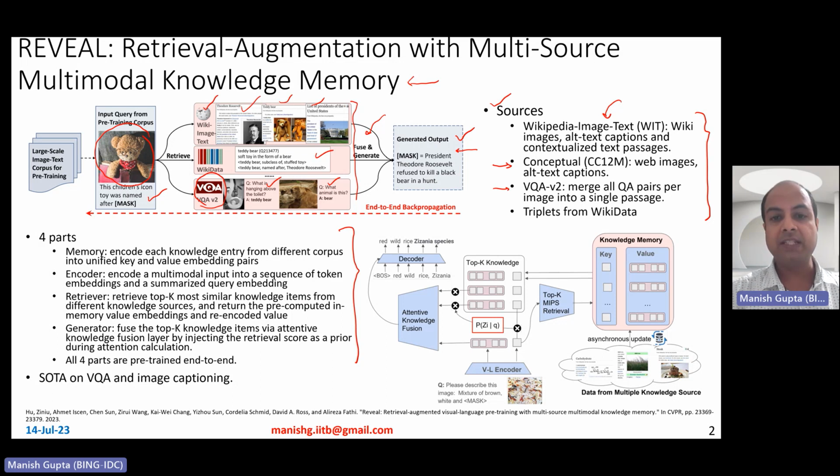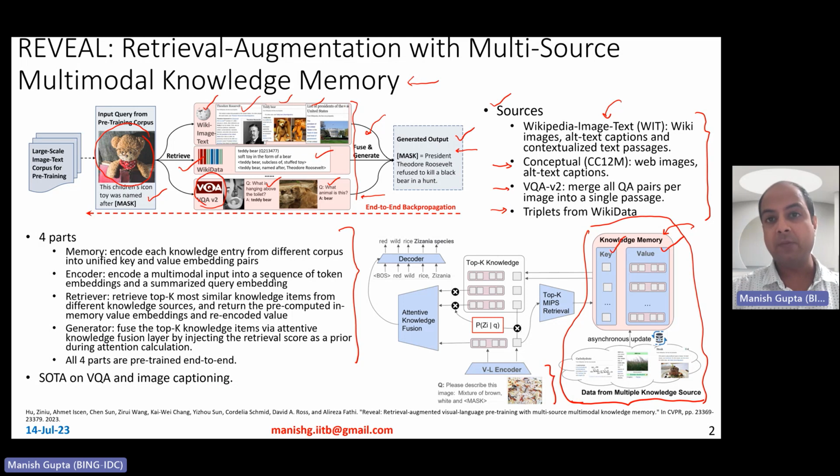It has this visual question answering data set as an input, where all question answer pairs for the same image are merged into a single passage. And it also takes triplets from Wikidata as a part of its memory. Okay. So the idea is that in an asynchronous way, you basically take the data from several knowledge sources and update your knowledge memory, or you store that stuff in knowledge memory as key value pairs, where keys are essentially embeddings and values are detailed text pieces or detailed representations of the images. So this part of the memory is maintained in an asynchronous manner, right?